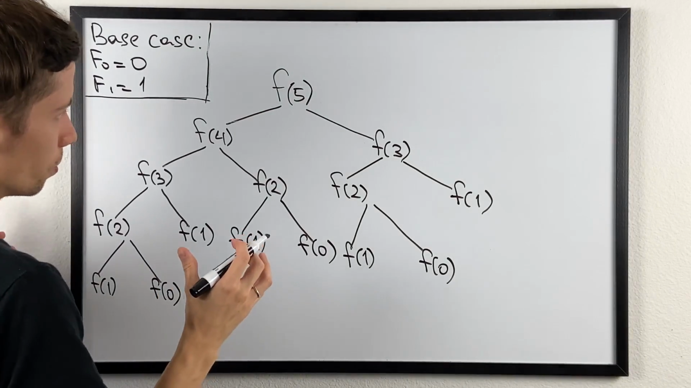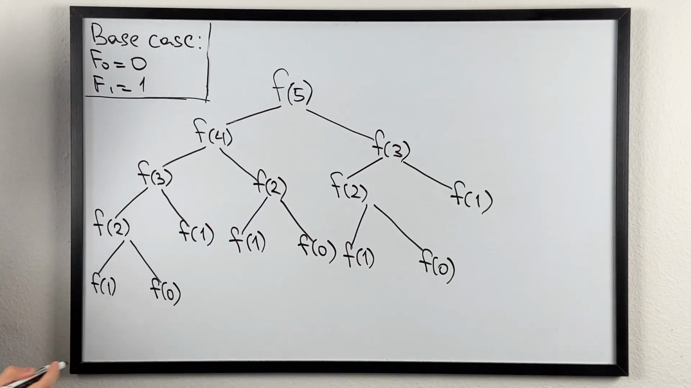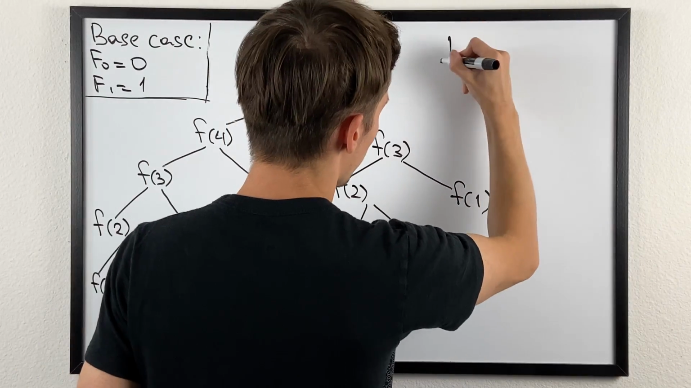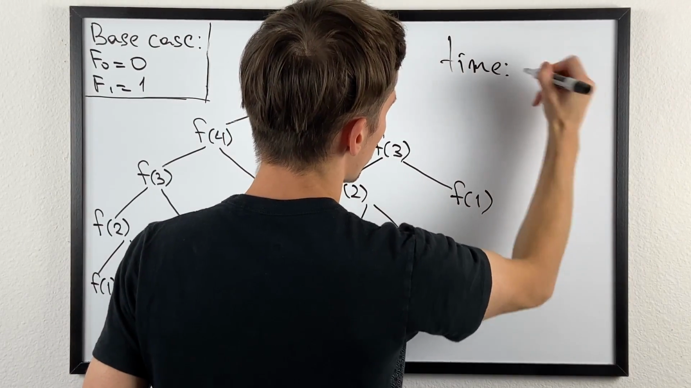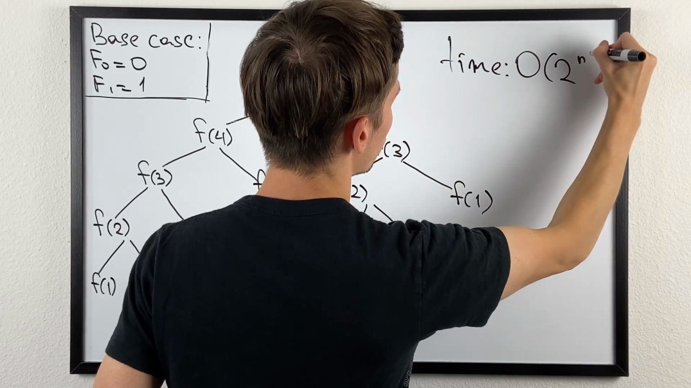So we know this is a binary tree. It grows exponentially and it has number of levels proportional to our integer n. So our time complexity is exponential as well. It is big O of 2 to the power of n.